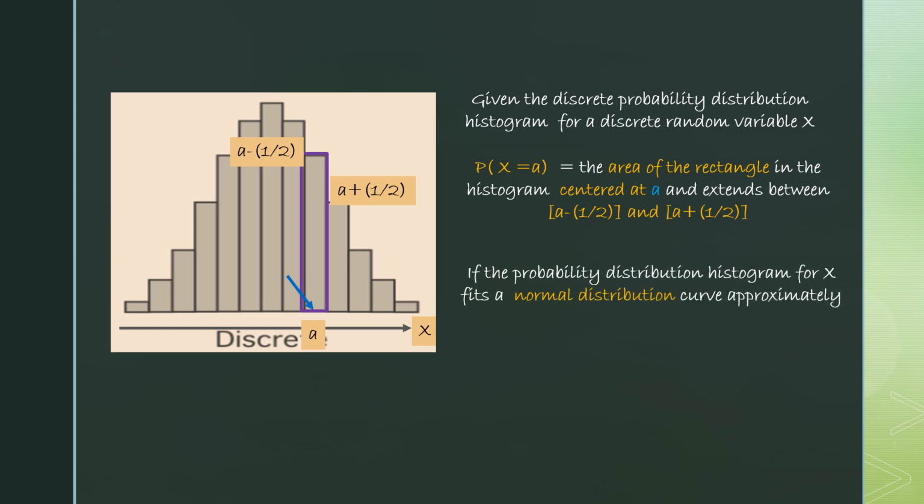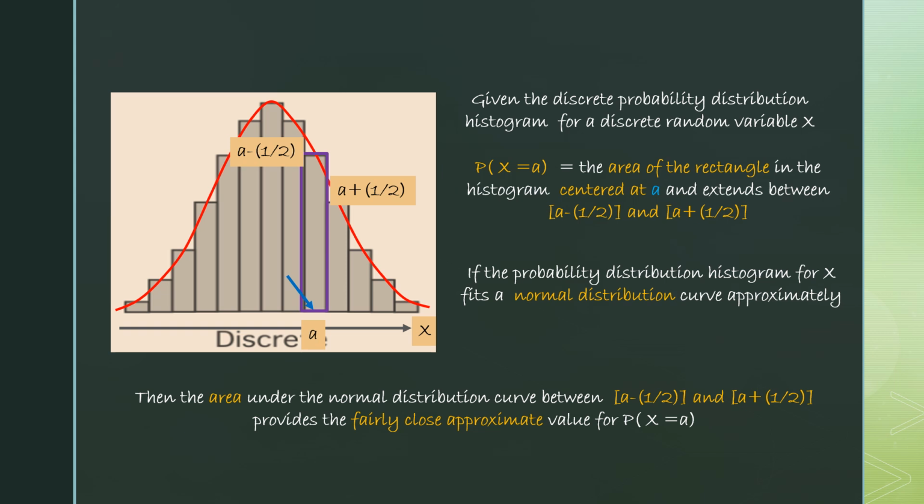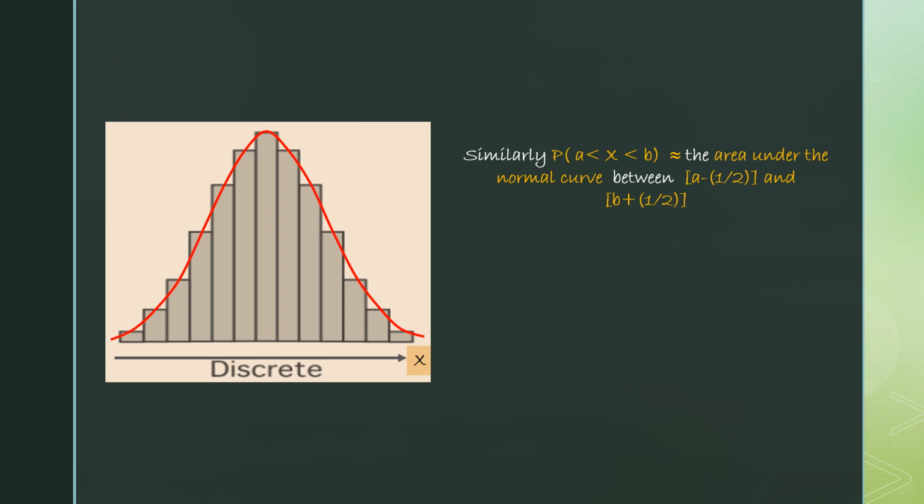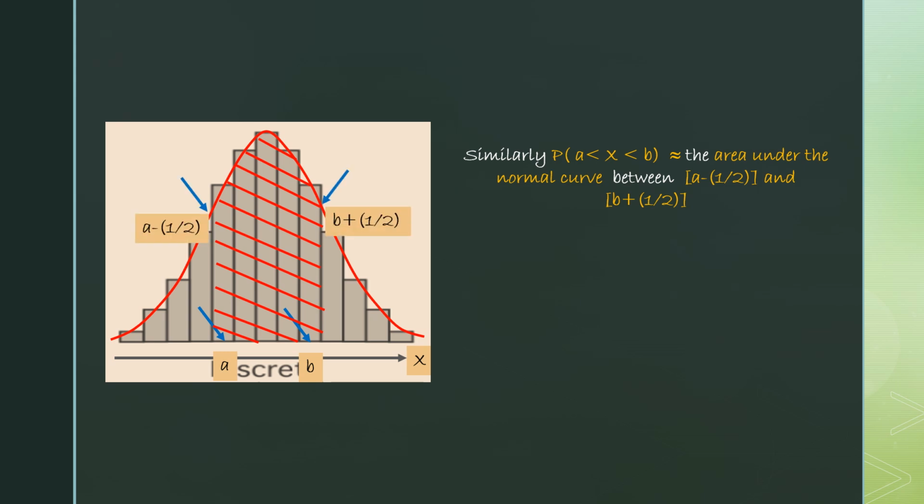If the probability distribution histogram for X fits a normal distribution curve approximately, then the area under the normal distribution curve between a minus 1/2 and a plus 1/2 provides a fairly close approximate value for the probability of X equals a. Similarly, the probability of X greater than a and less than b approximately equals the area under the normal curve between a minus 1/2 and b plus 1/2.